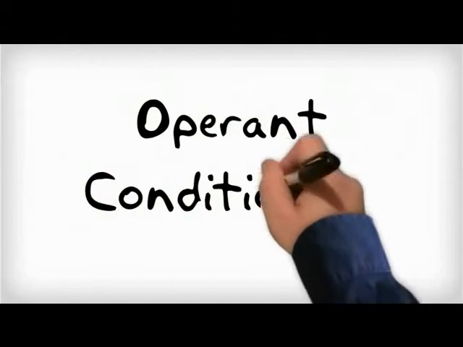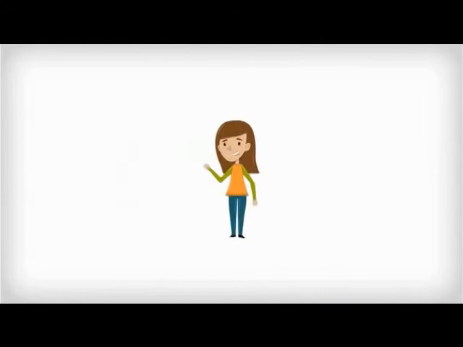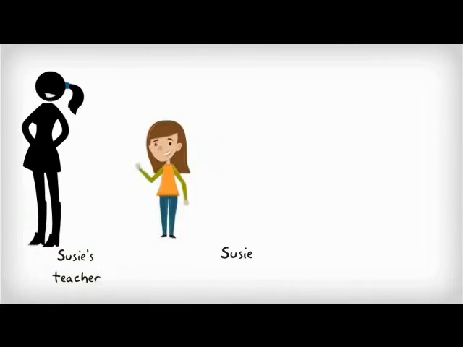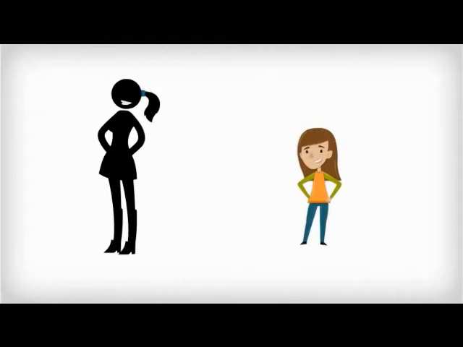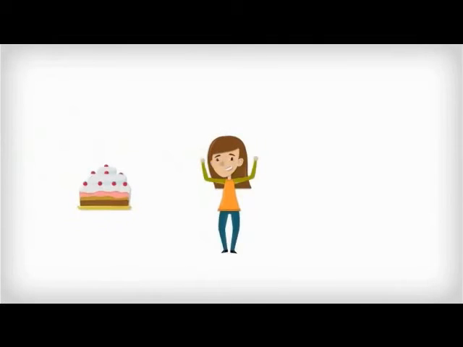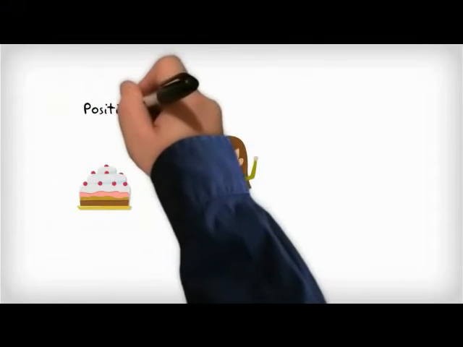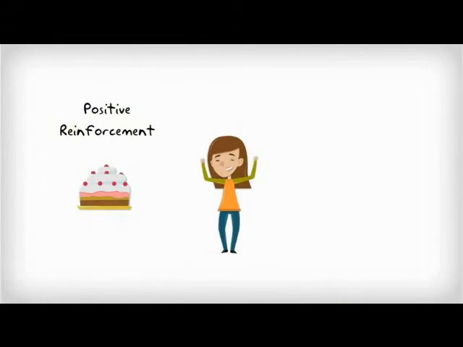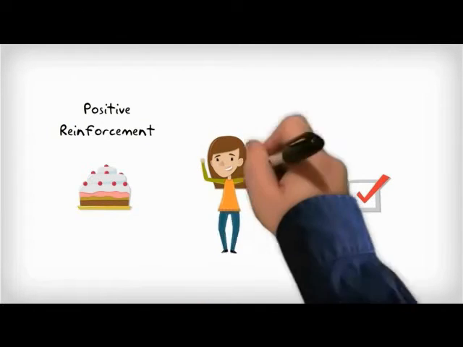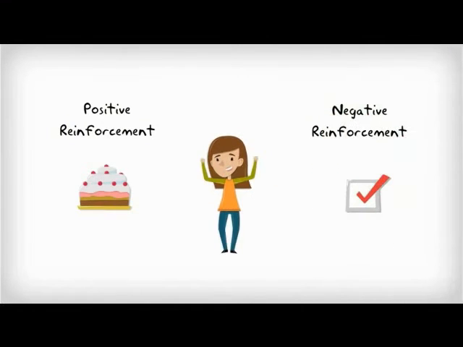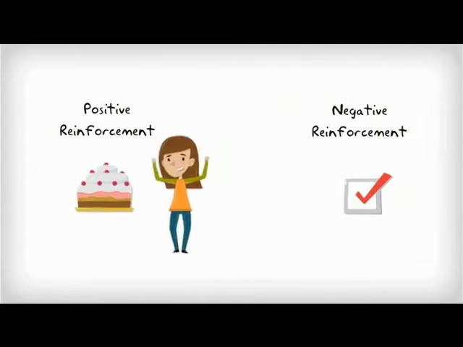Operant conditioning. So this is Susie, and this is Susie's teacher. Now when Susie does well in school, her teacher gets her a treat, or the teacher takes away a bad grade. In this situation, the treat that Susie gets is a positive reinforcement because Susie gets something that she wants, and the bad grade taken away is a negative reinforcement because Susie loses something which she doesn't want.